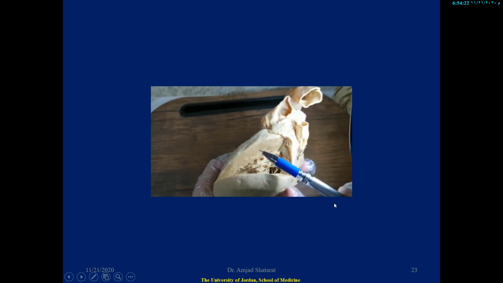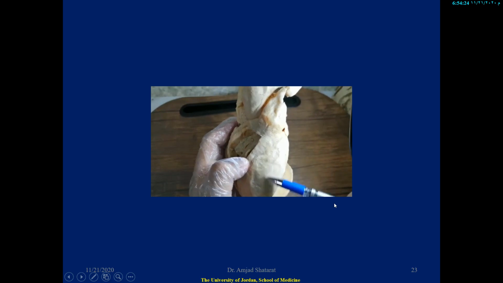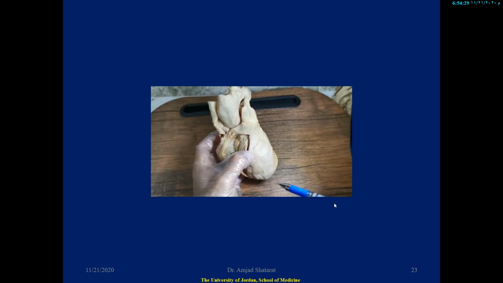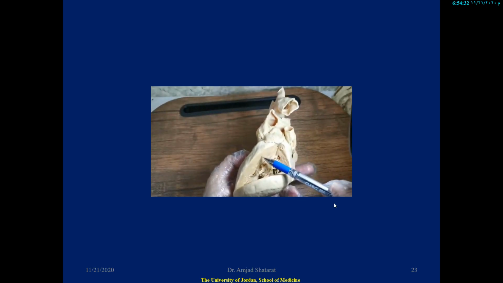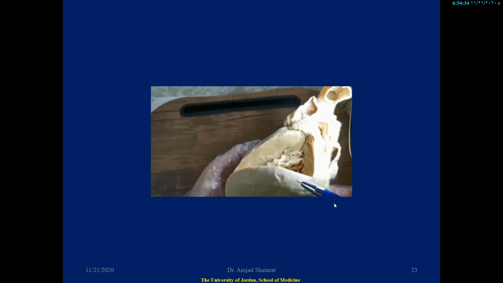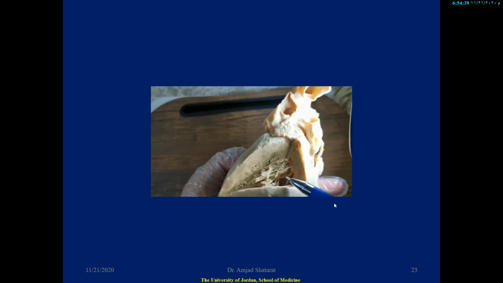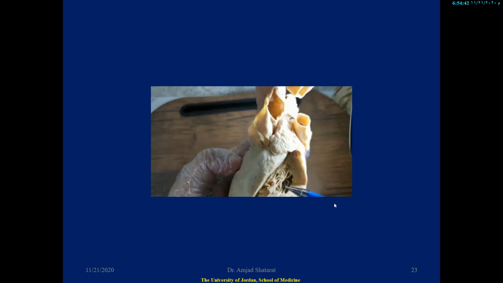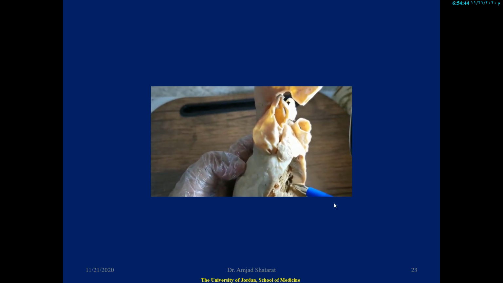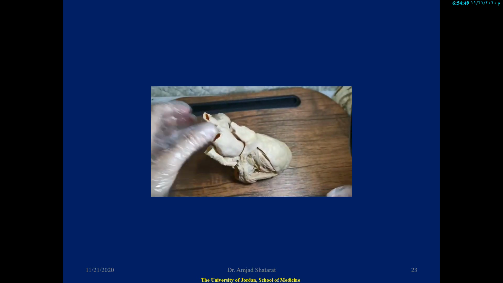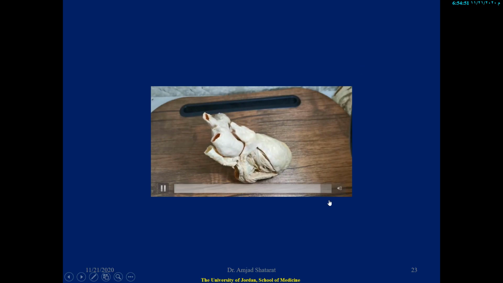The epicardium is the most superficial layer of the heart, of course, and then the myocardium, as you can see it here, then lined by, of course, the endocardium. We have already explored the three layers of the heart.